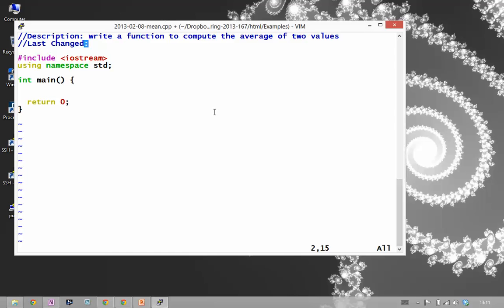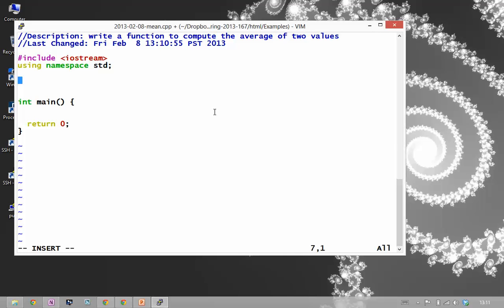So we'll write a function to compute the average of two values. All right. So how many arguments does this function take? How many things do I feed into the function? 2. What's it going to do inside? What's the formula that's going to happen inside? Add them together, divide by 2. What am I going to do with that number? I'm going to return it back to the calling function. Okay. What would be a good name for this function? Average or mean. Either one.